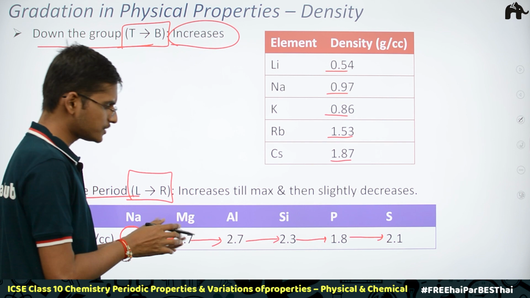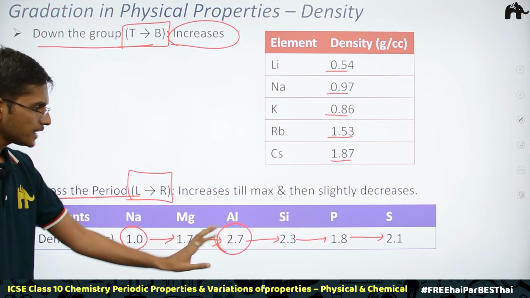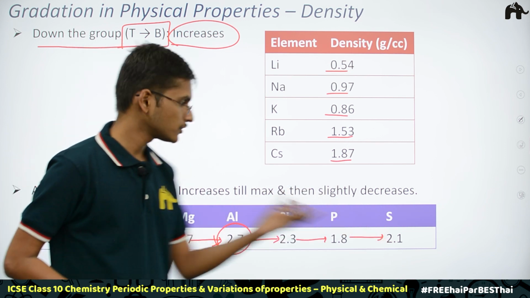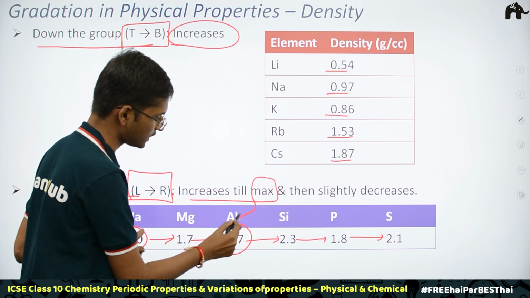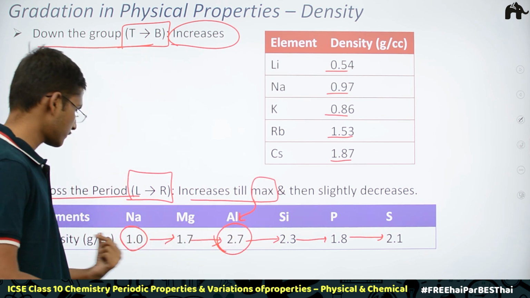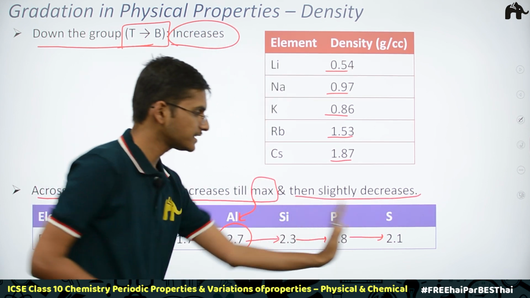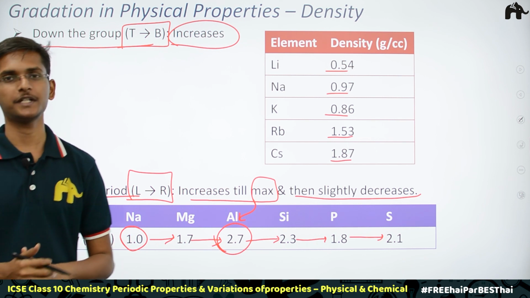So we are observing the increase till a maximum value, and then after that we are finding a slight decrease from 2.7 to 2.1. So what actually the trend is, it increases till the maximum value. See, in this case here it is the maximum value, from 1 to 1.7 to 2.7, and then it is showing a slight decrease in the density when we move across the period from left to right.